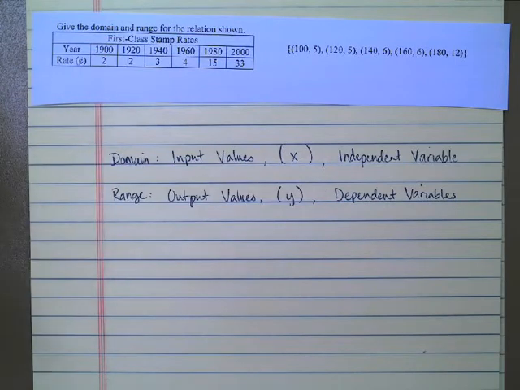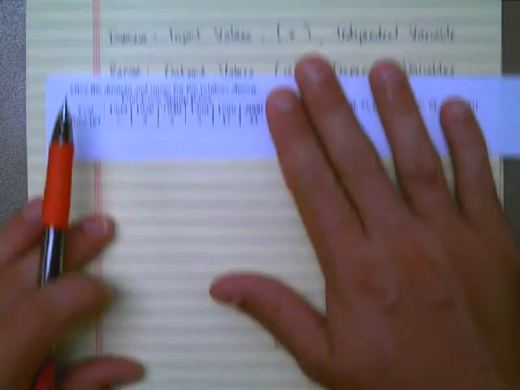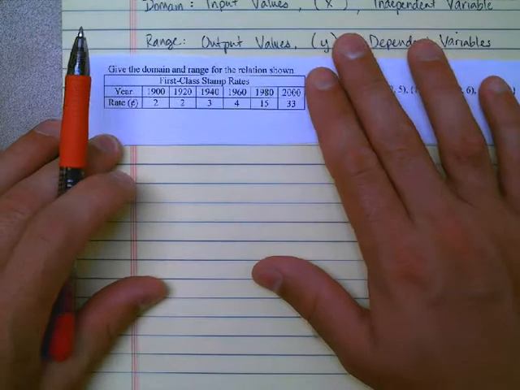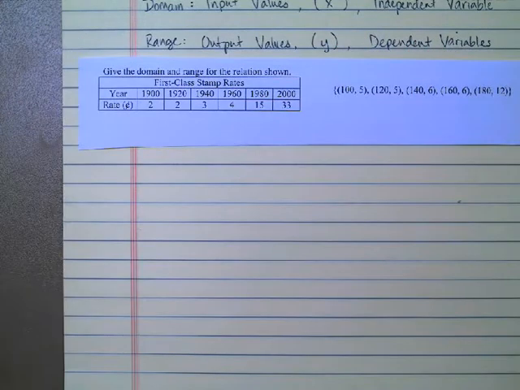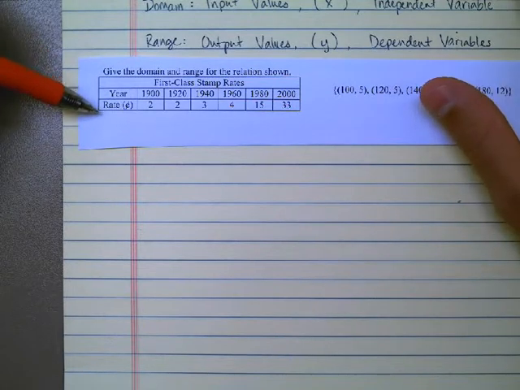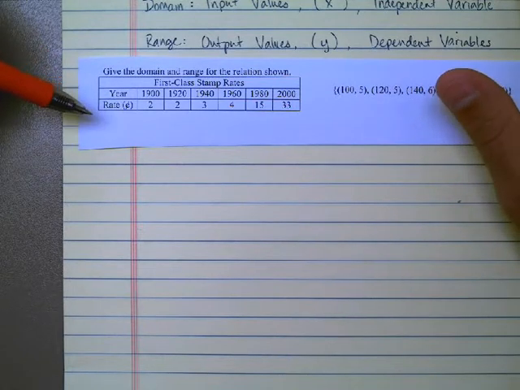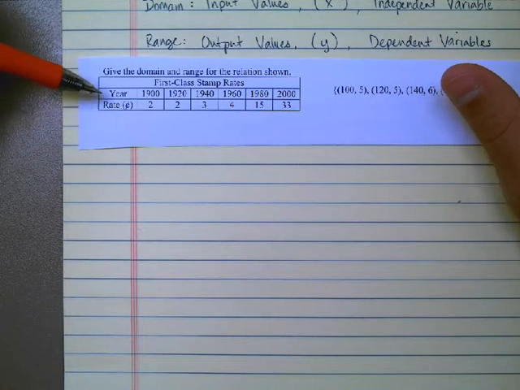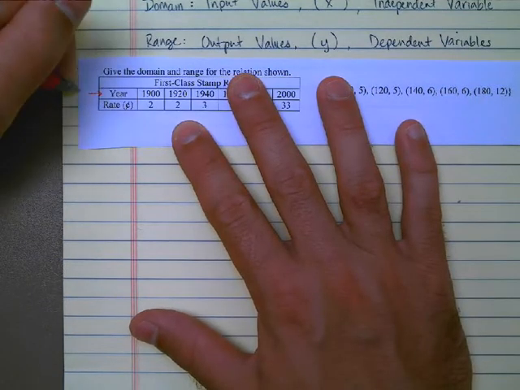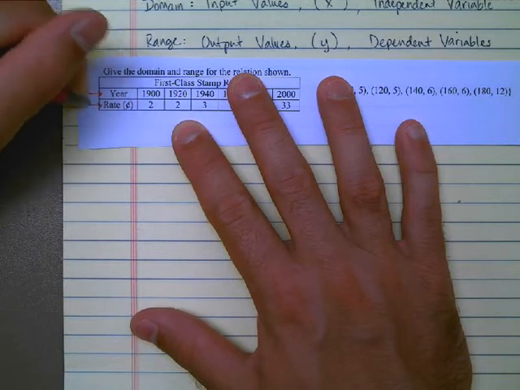So let's take a look at a couple of example problems. The first one, we have a table here. If we want to find the domain and range of the table that's here, then what we need to do is figure out what the independent variable or the input value is. And in this case, we know that if we were to go look at the year, we could get the output value of a first-class stamp, how much it costs according to the year. So we know that the year is the input value, and we know that the rate is the output value.